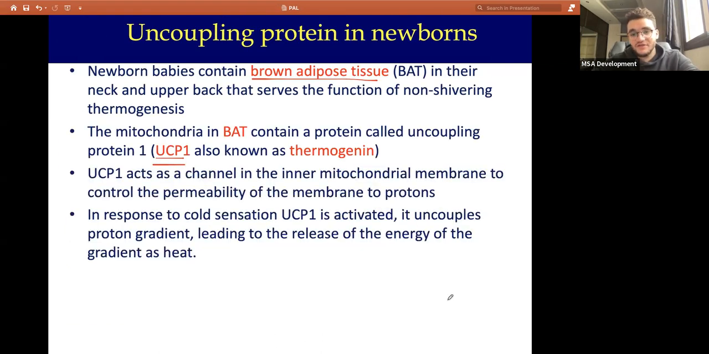All right. So obviously UCP functions like other uncouplers. What it does is that it makes the inner mitochondrial membrane leaky, and as a result, the protons go back, so there is no concentration gradient anymore.